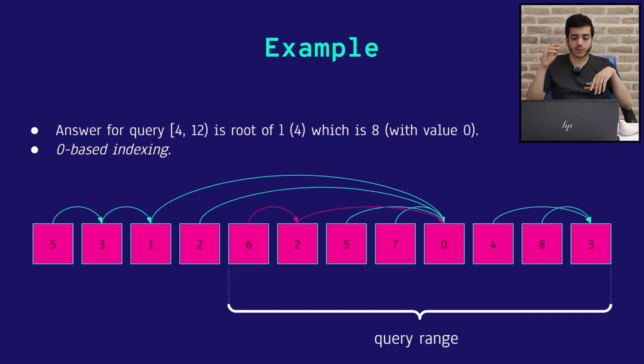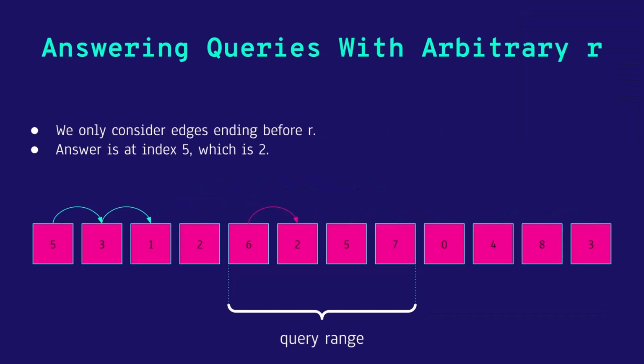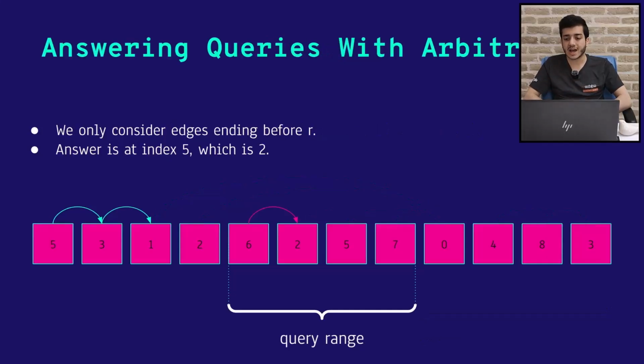So for finding the minimum of this range, what we need to do is just find the root of element 6 at index 4, which is at index 8 and has value 0. So we go from 6 to 2 and from 2 to 0 and we found the answer. But now let's see what happens if we want to answer for some random R.